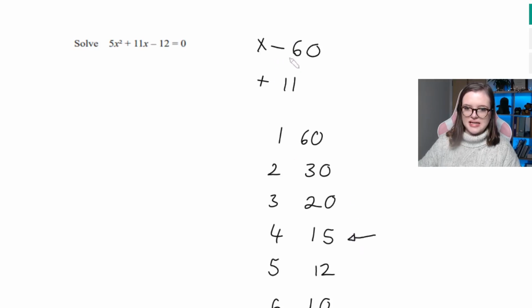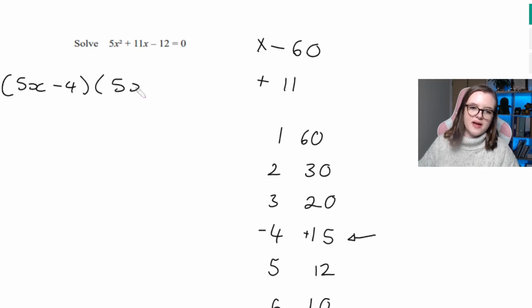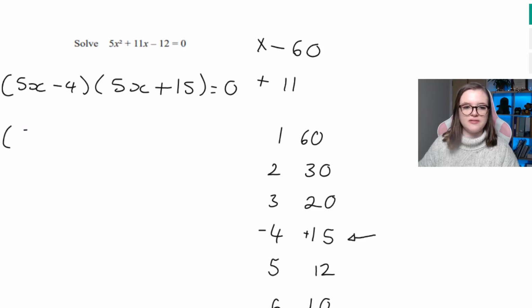So times is making negative, so we're going to have one positive and one negative. To make a positive 11, we're going to do plus 15 minus 4, because 15 minus 4 gets us 11. Okay, and then let's put these into our brackets. So then we've got 5x minus 4, and then 5x plus 15, and then equals 0 this time. Can we divide by anything in this bracket? No, so we're going to leave that one as it is. What about this one? Divide by 5, you get x, divide this by 5, and you get 3, equals 0.